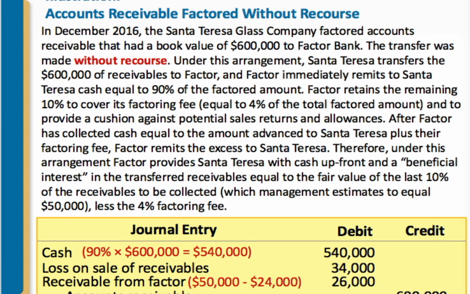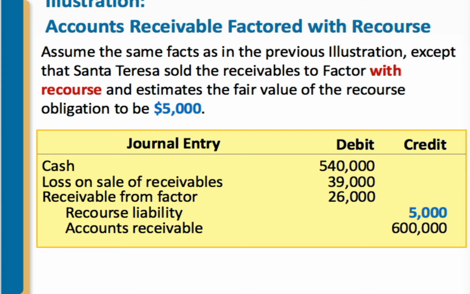You should pay attention to the fact that the fair value, $50,000, of the last 10% of the receivables to be collected is less than 10% of the total book value of receivables. That's typical because the last receivables to be collected are likely to be reduced by sales returns and allowances, and should therefore generally have a lower fair value.